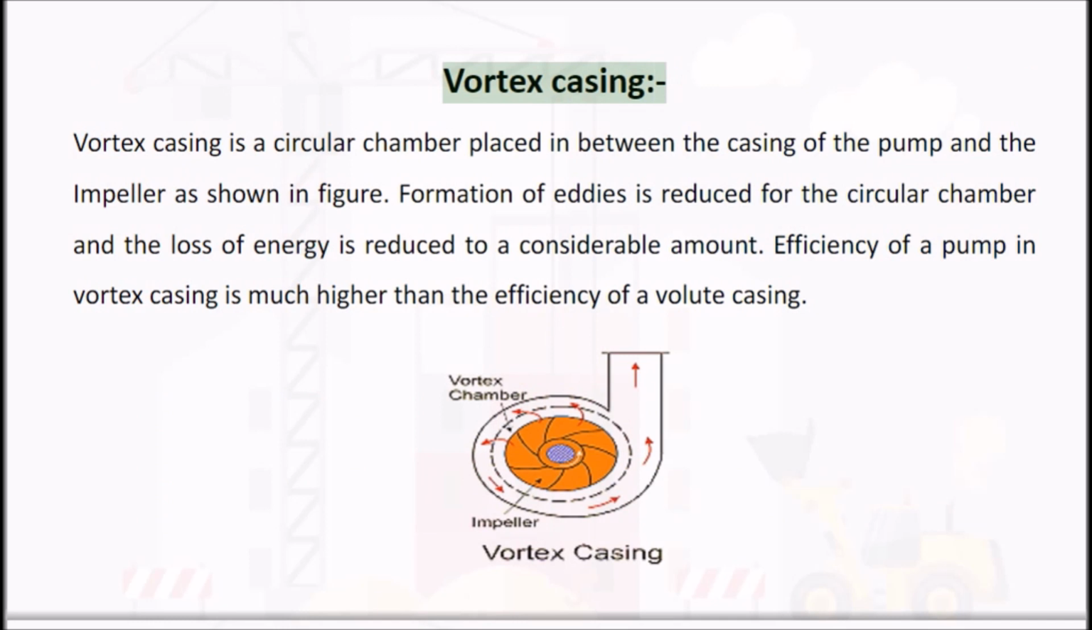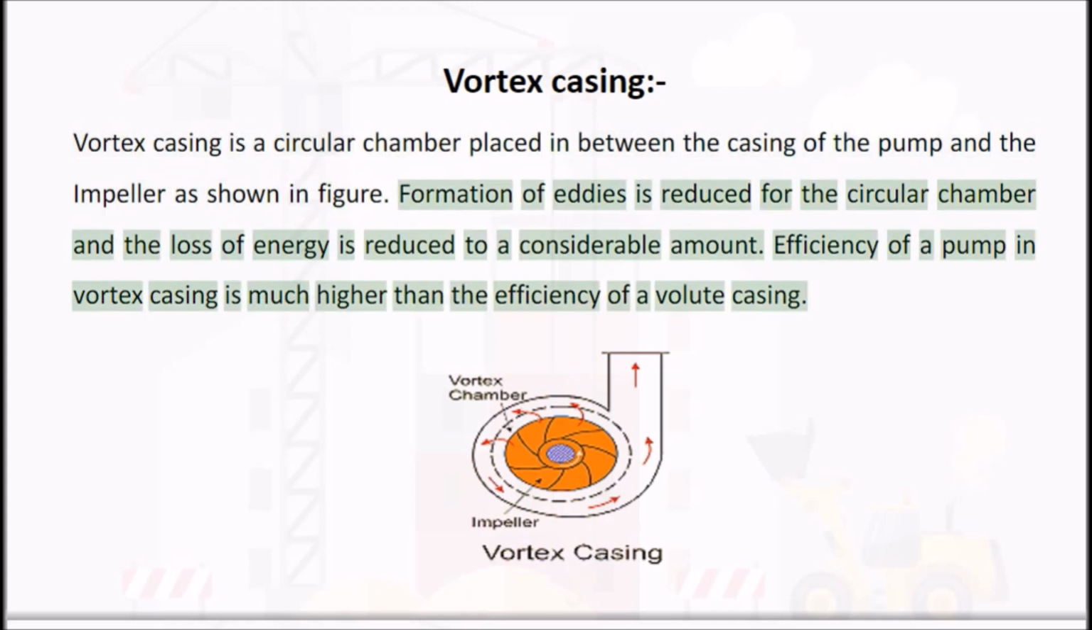Vortex casing. Vortex casing is a circular chamber placed in between the casing of the pump and the impeller, as shown in the figure. Formation of eddies is reduced by the circular chamber and the loss of energy is reduced to a considerable amount. Efficiency of a pump with vortex casing is much higher than the efficiency of volute casing.